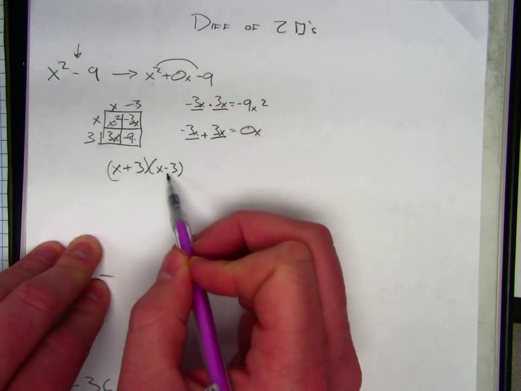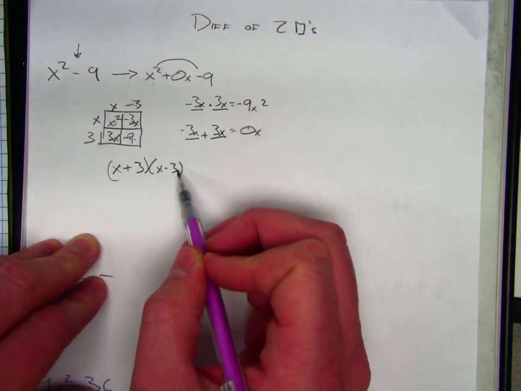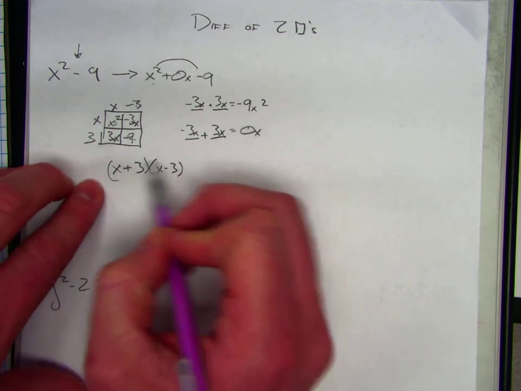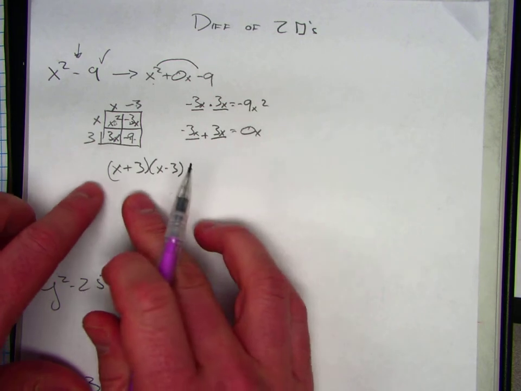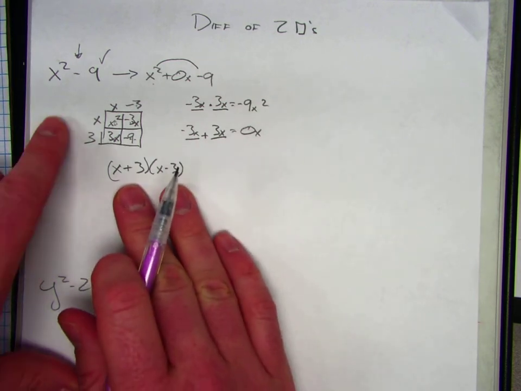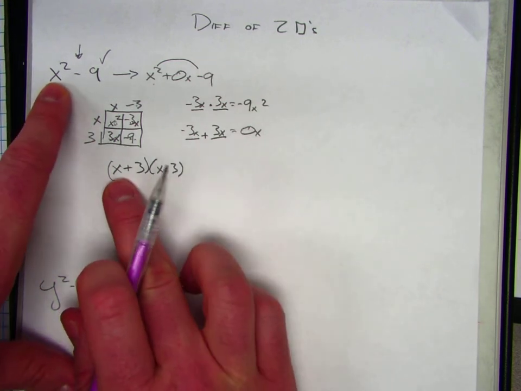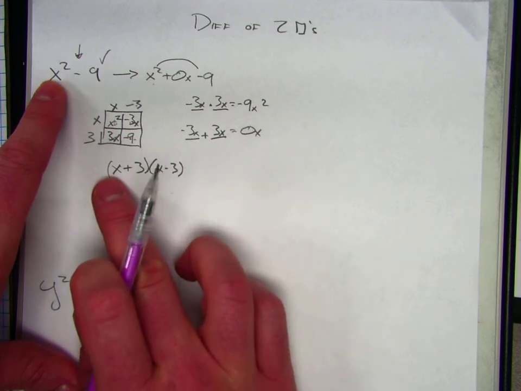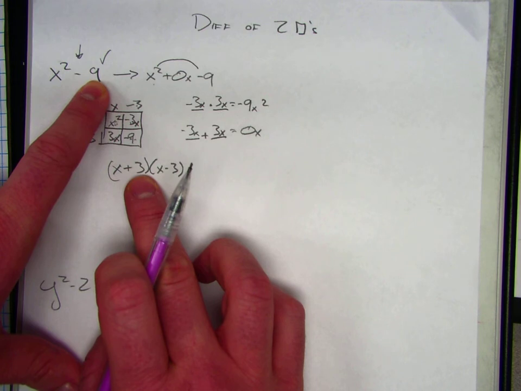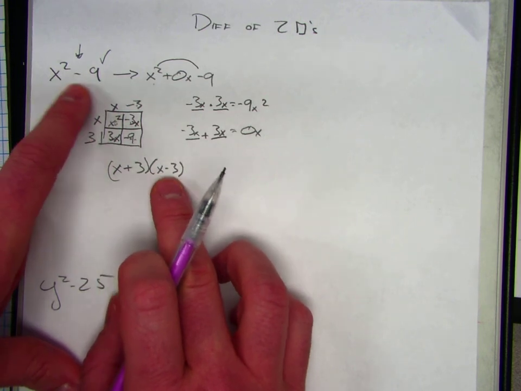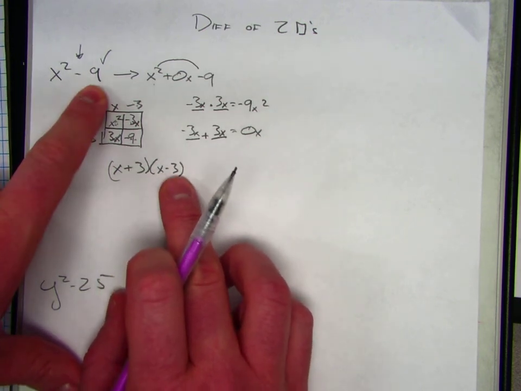x plus 3 times x minus 3. And you could always distribute this back out to check it and make sure it ends up being equal to our original binomial. But you see the pattern here. In each of my two parentheses, I got the square root of the first term plus the square root of my second term, times the square root of the first term minus the square root of my second term.